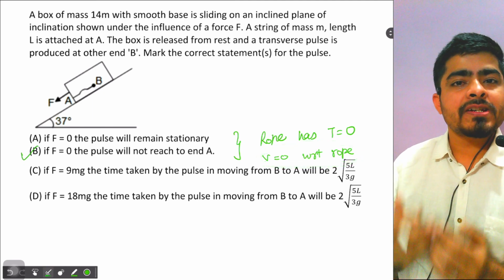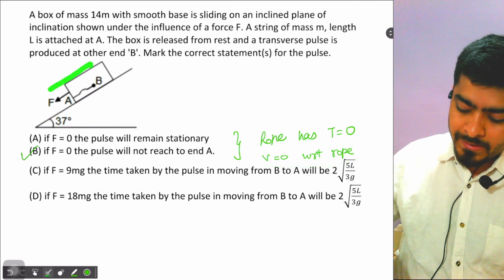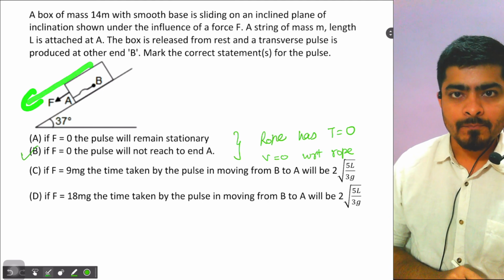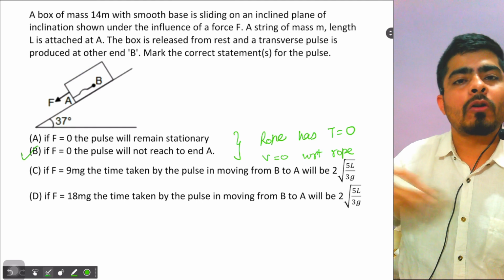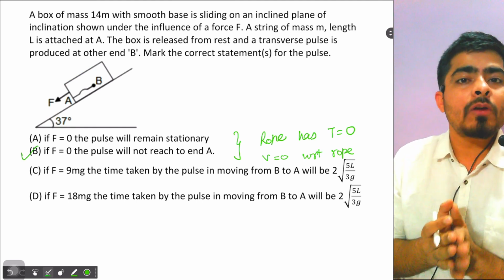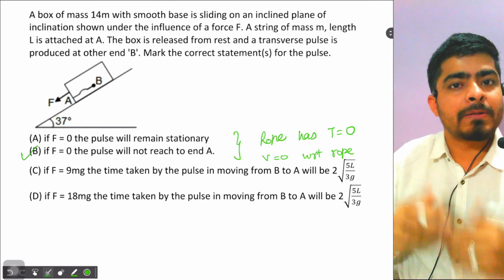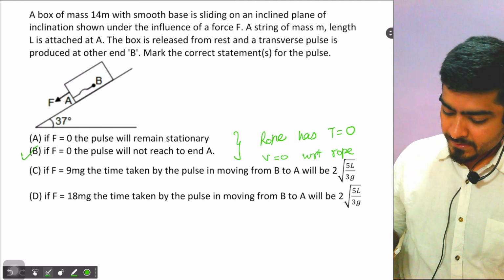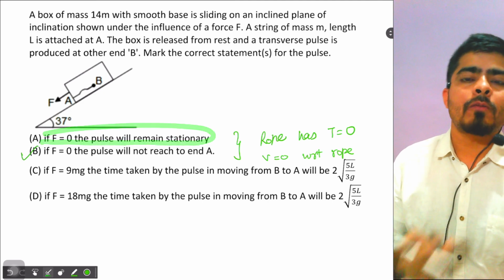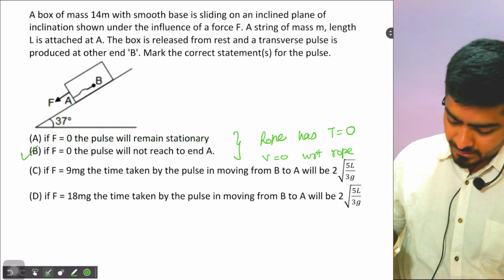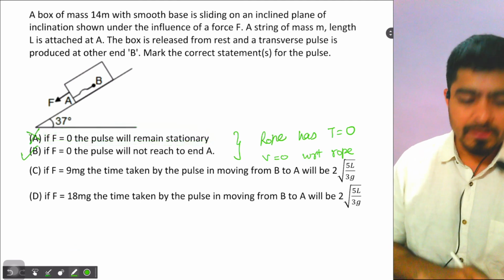So is the rope stationary? No, the rope will be accelerating downwards on the incline. So therefore the pulse will also move along with the rope. So with respect to ground, the pulse is not stationary. With respect to rope, the pulse is stationary. Does this option mention anything? No. So we assume option A is with respect to ground, and therefore option A will be wrong.